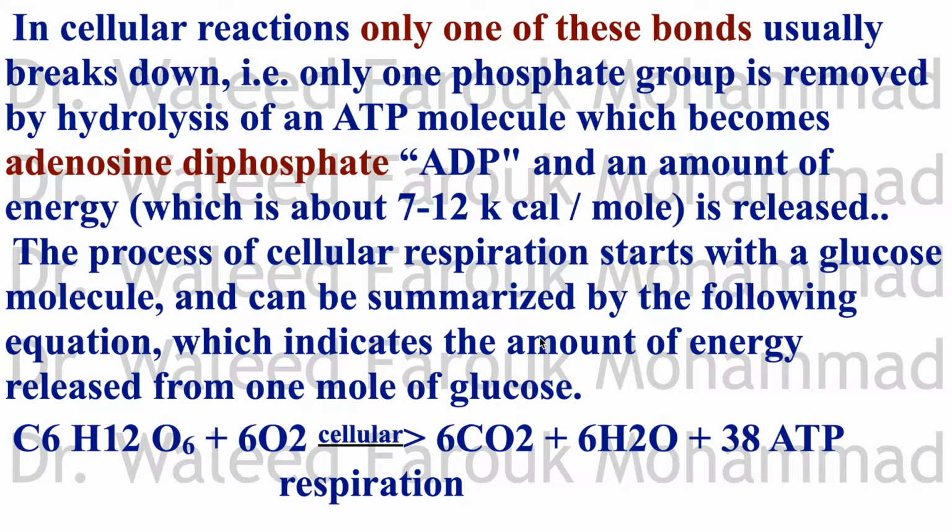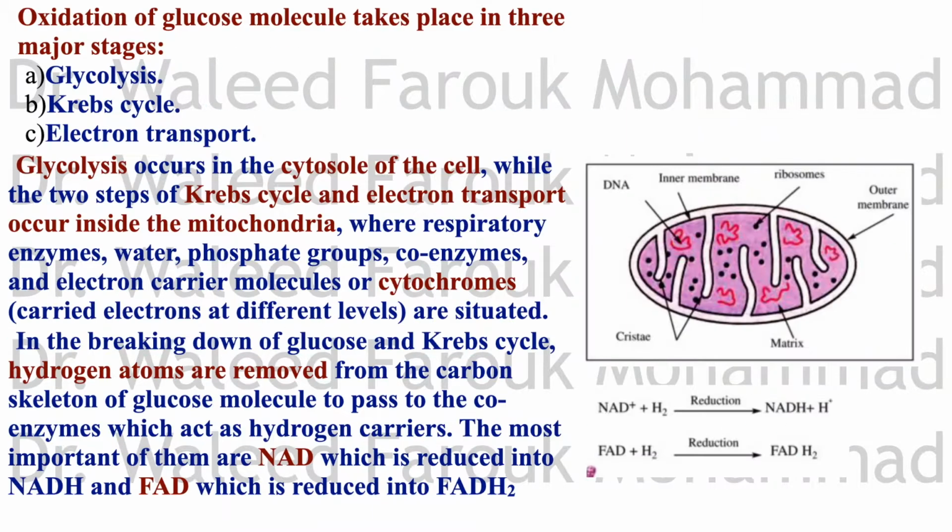You can summarize the process of respiration of one molecule of glucose in this equation. This is glucose plus O2. In cellular respiration, the end products are carbon dioxide, water and 38 ATP. Okay, now what happens then? How do you utilize this molecule? In three major stages: glycolysis, Krebs cycle, and electron transport.